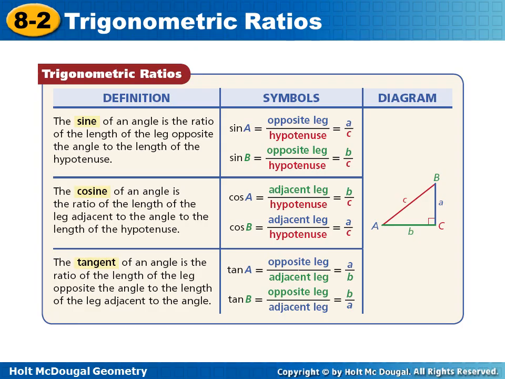The cosine of an angle is the ratio of the length of the leg adjacent to the angle to the length of the hypotenuse. So cosine of A is b over c, and cosine of B is a over c. The tangent is the length of the leg opposite the angle to the length of the leg adjacent to the angle. So tangent A is a over b, and tangent B is b over a. Make sure you have these memorized, and we're going to be using these a lot over the next few weeks. This is the basis of our entire unit.